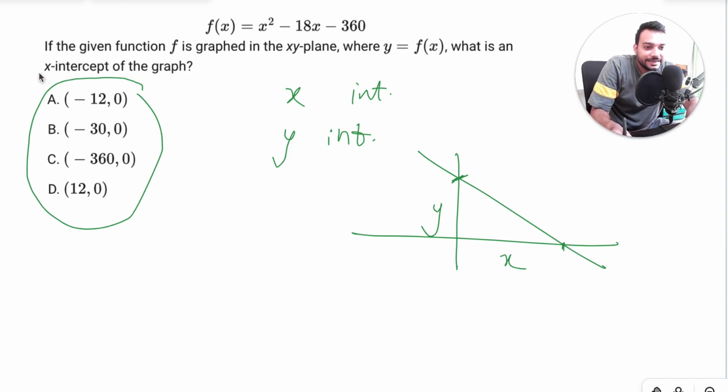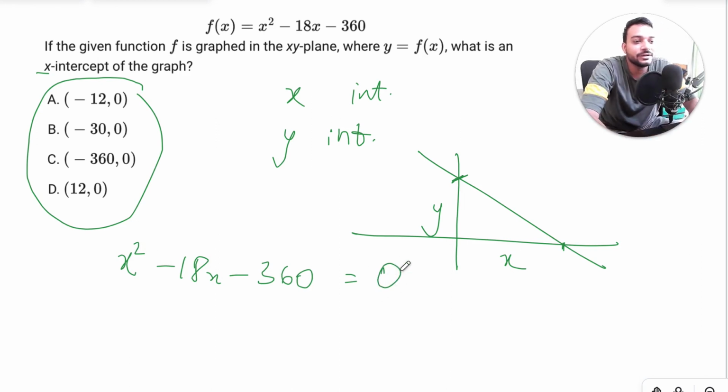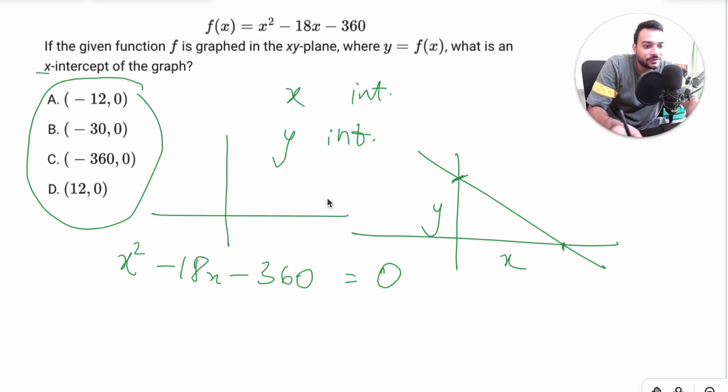So x squared minus 18x minus 360 is equal to f of x, which should be 0. They're basically asking us to solve the complete quadratic equation. As simple as that. Why? Because if you look at the graph of the quadratic equation, it is like this. There are two x-intercepts, a and b. The a-intercept is the first root and the b-intercept is the second root. So we just need to find both the roots.